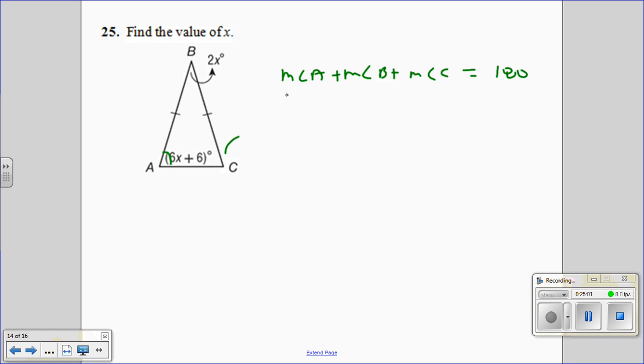Angle A is 6x plus 6. Angle B is 2x. Angle C is also 6x plus 6, again, because those are the base angles and they're congruent. So add up all my x's. 6 plus 2 is 8. Plus 6 more is 14. Then add up my constants. I have 6 plus 6, which would give me 12.